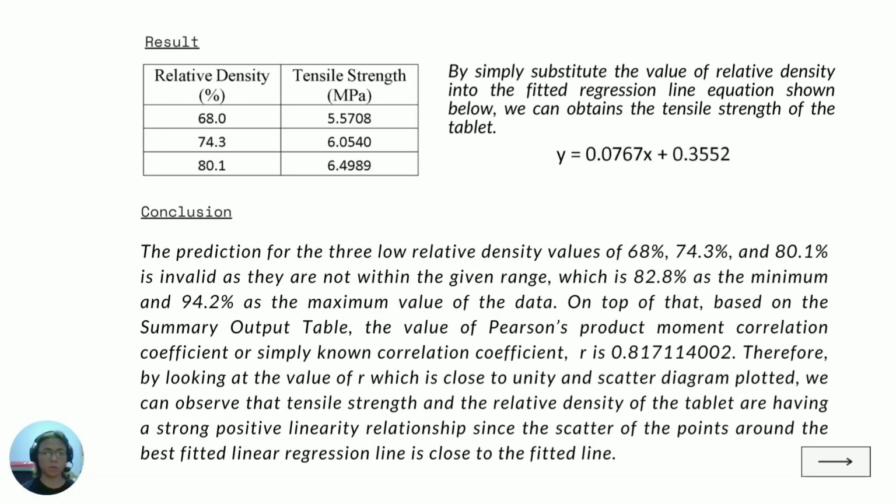So from the result, we can conclude that the prediction for the three low relative density values of 68%, 74.3%, and also 80.1% is invalid as they are not within the given range, which is 82.8% as the minimum and 94.2% as the maximum value of the data.